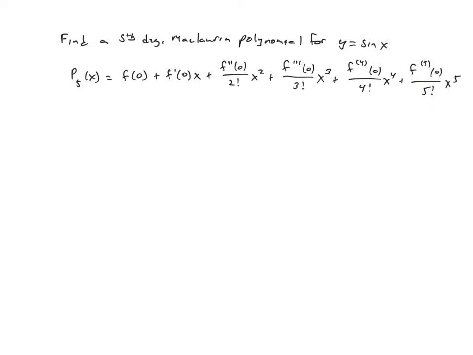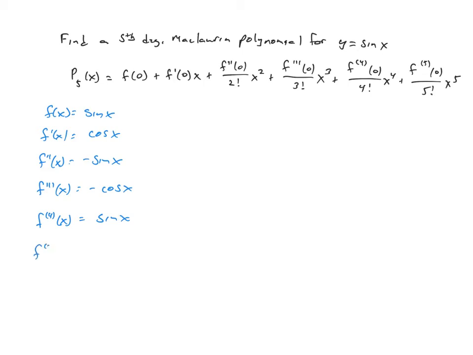So I've got to go through on this one and calculate these. Again, I'm going to do the same thing I did before, but this time I have to go to the fifth derivative. For this particular problem, we know y equals sine of x. So f of x equals sine of x. F prime of x is going to be cosine of x. F double prime of x is going to be negative sine x. The third derivative is going to be negative cosine x. The fourth derivative is going to be sine x. And the fifth derivative is going to be cosine of x.